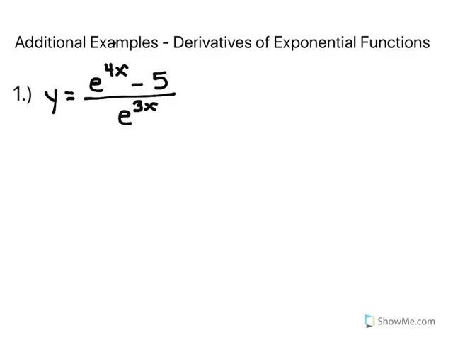I'm going to go through two additional examples for finding derivatives of exponential functions, just in case you wanted a little bit more practice. Okay, so we're going to go through two additional examples that weren't in the previous video. For this first one, we have y equals e to the 4x minus 5 all over e to the 3x. And you could go through and do the quotient rule with this, with the low d high minus high d low over low squared, but that's actually the more complicated way to do that.